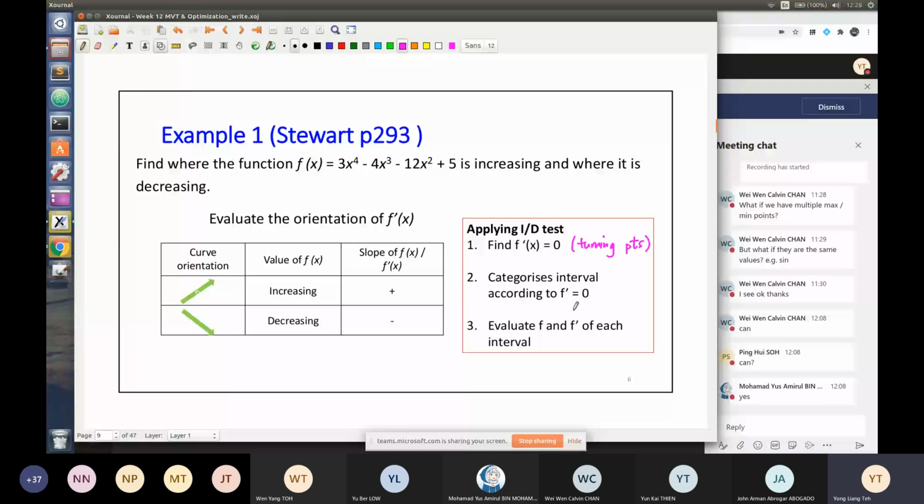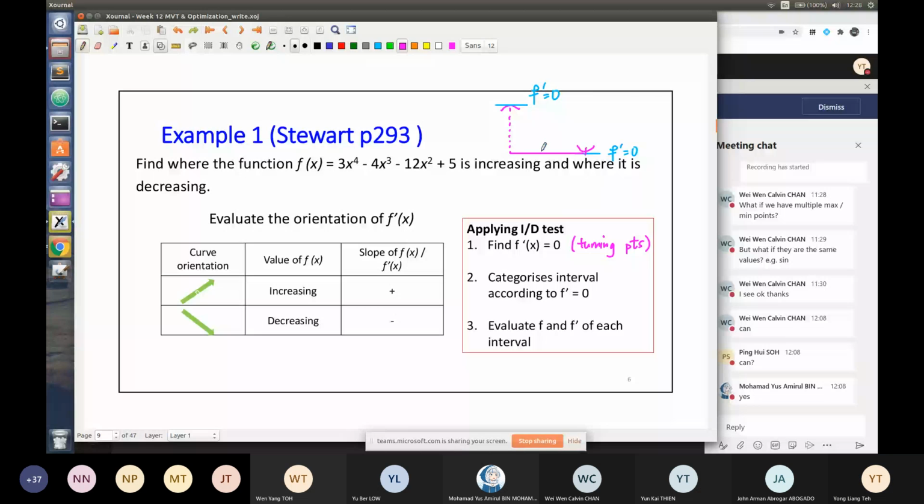So find those turning points first. Then subsequently, we categorize the intervals according to f prime equal to 0, because you can get multiple turning points. Let me give you an example here. Let's say you have one turning point here, another turning point here. How do we know this is a turning point? Because we know that f prime is equal to 0. Once you get these two turning points, you can see that there are intervals now. This is a limit, this is also another limit, so this is one interval.